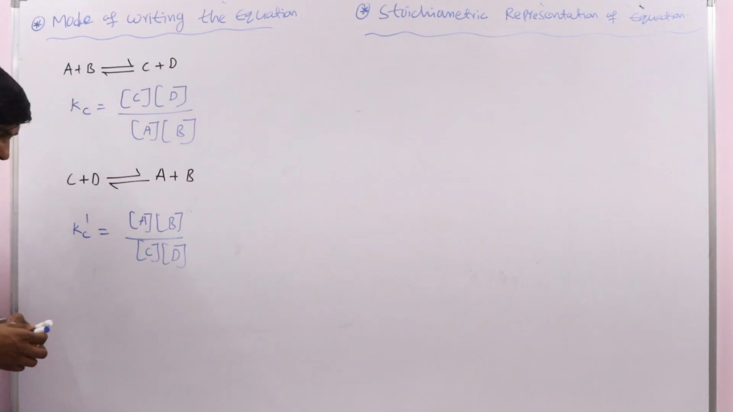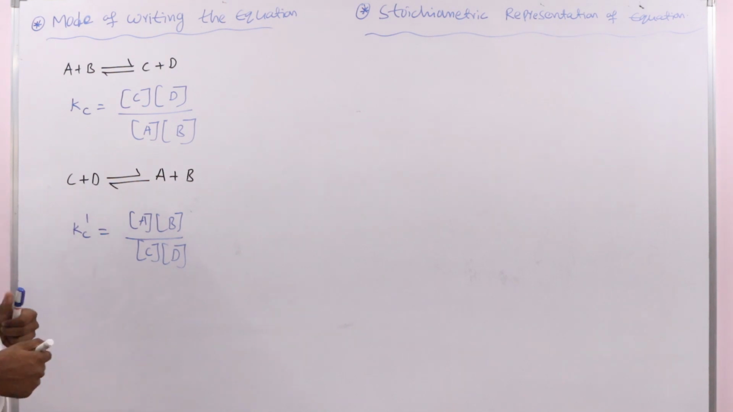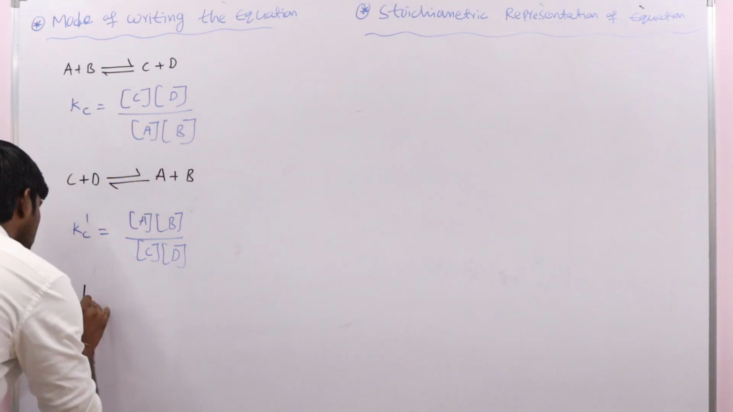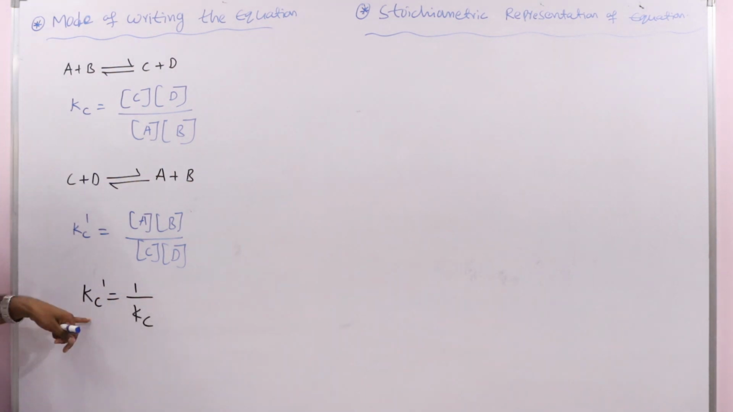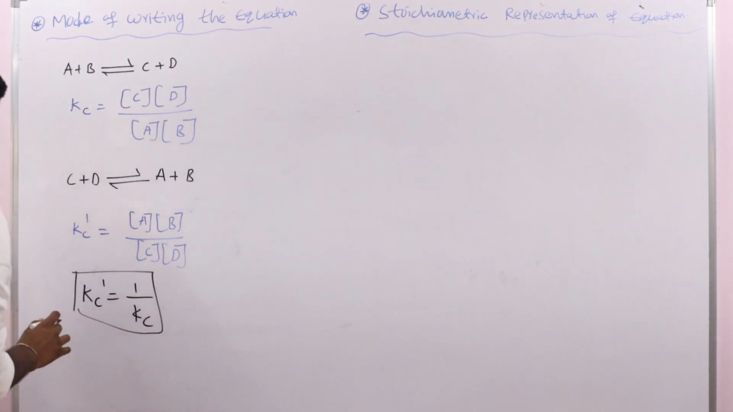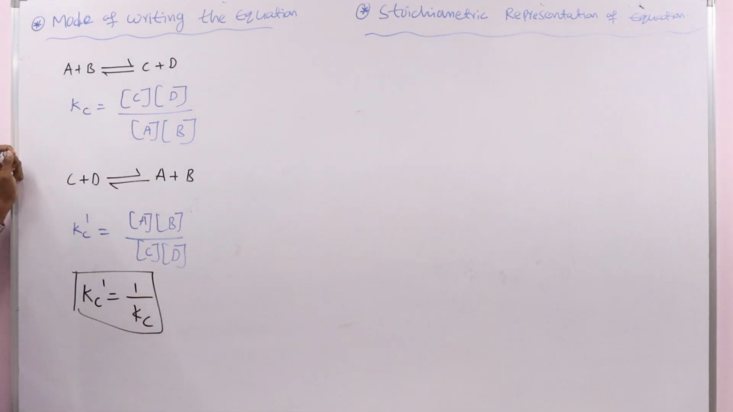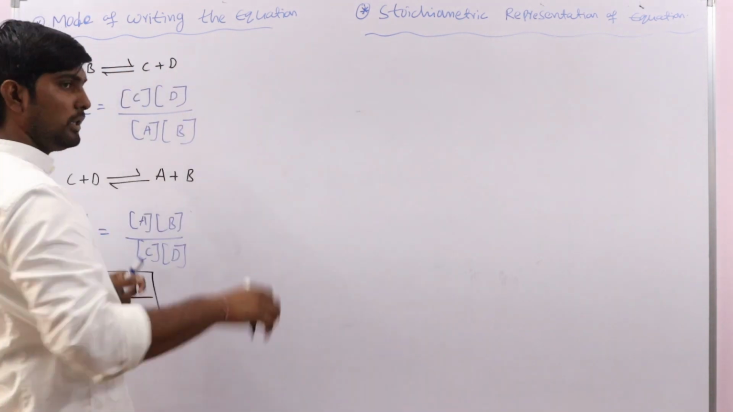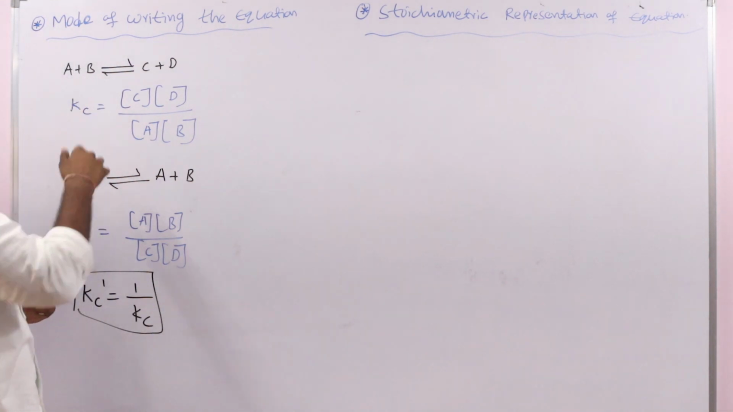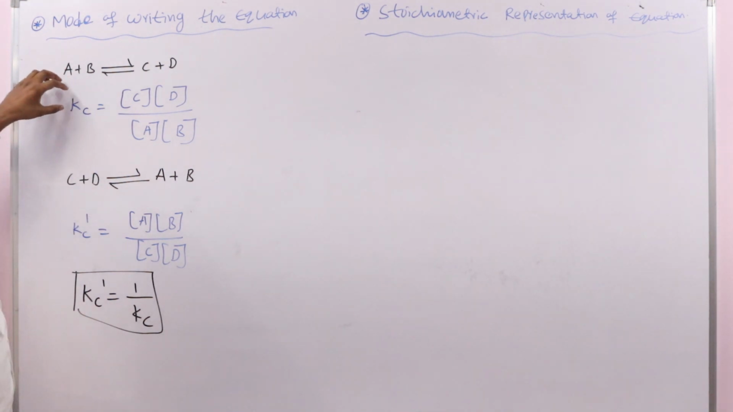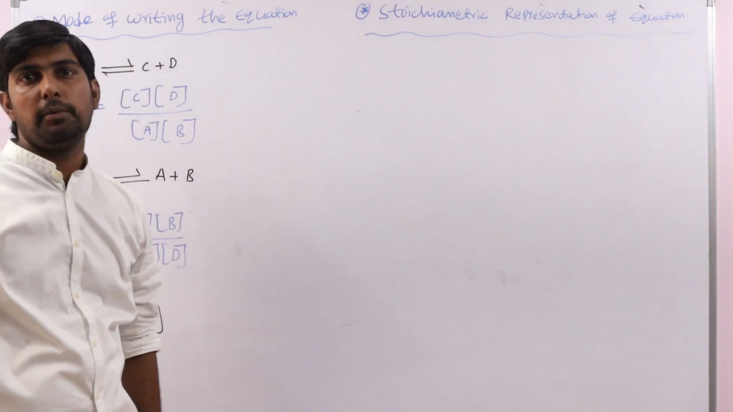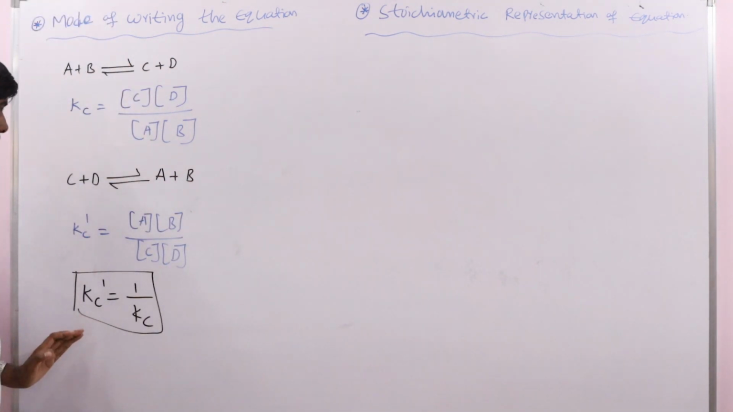Now look at these two. If you observe this one, Kc dash equals 1 by Kc. So Kc dash is equal to 1 by Kc. This is the reciprocal of this one. Means when you reverse the reaction, suppose we have done this reaction in the laboratory and calculated the Kc value. At the same temperature, if you want to calculate Kc for the reverse reaction, no need to do the experiment. Directly you can take the reciprocal of the equilibrium constant for this reaction.